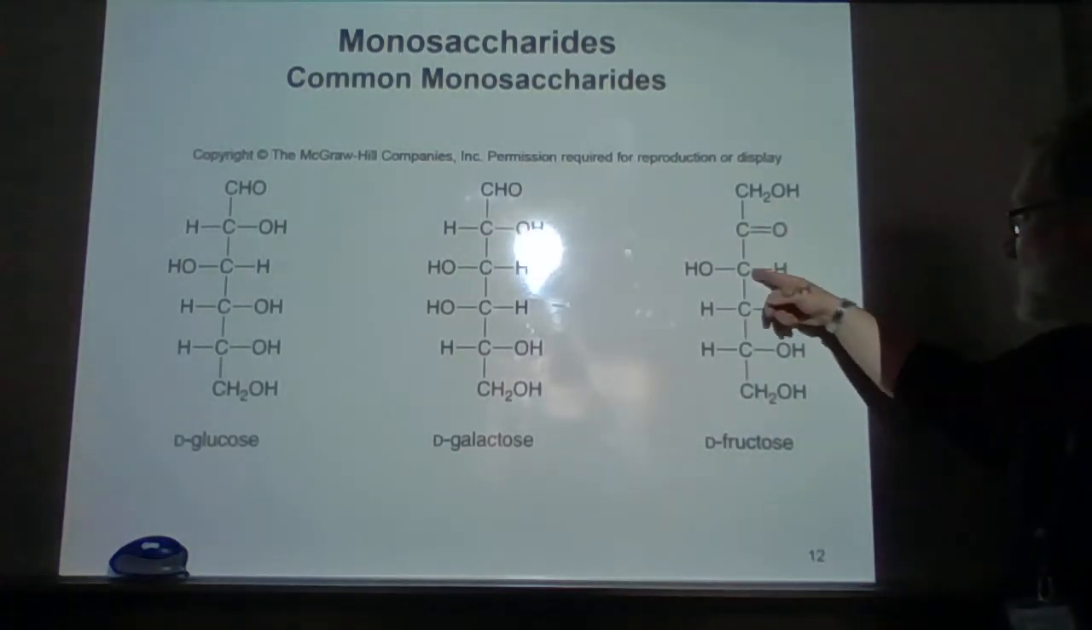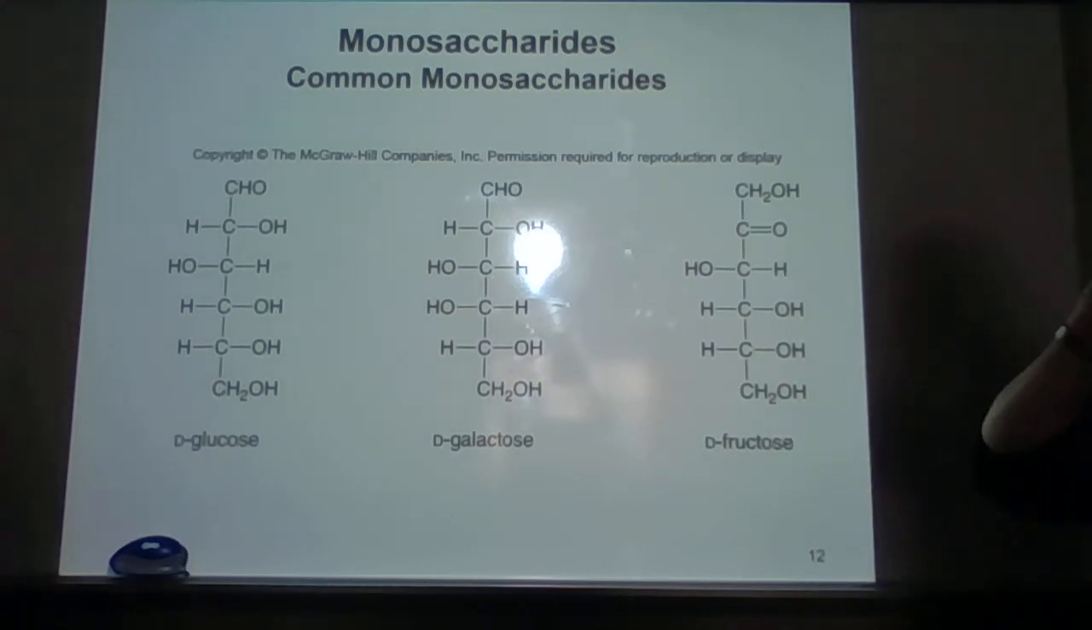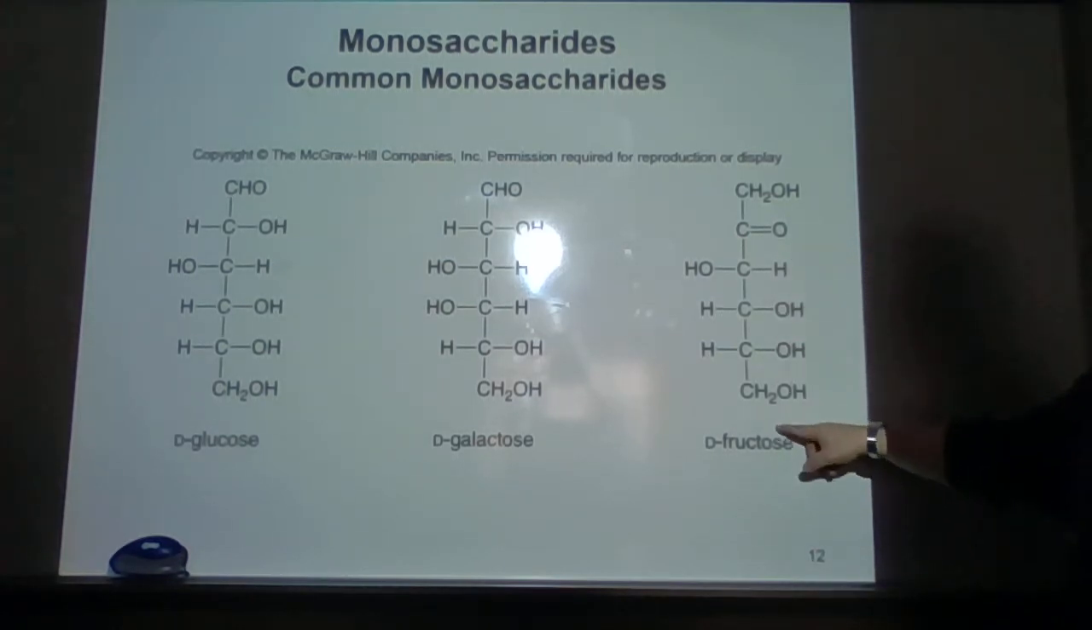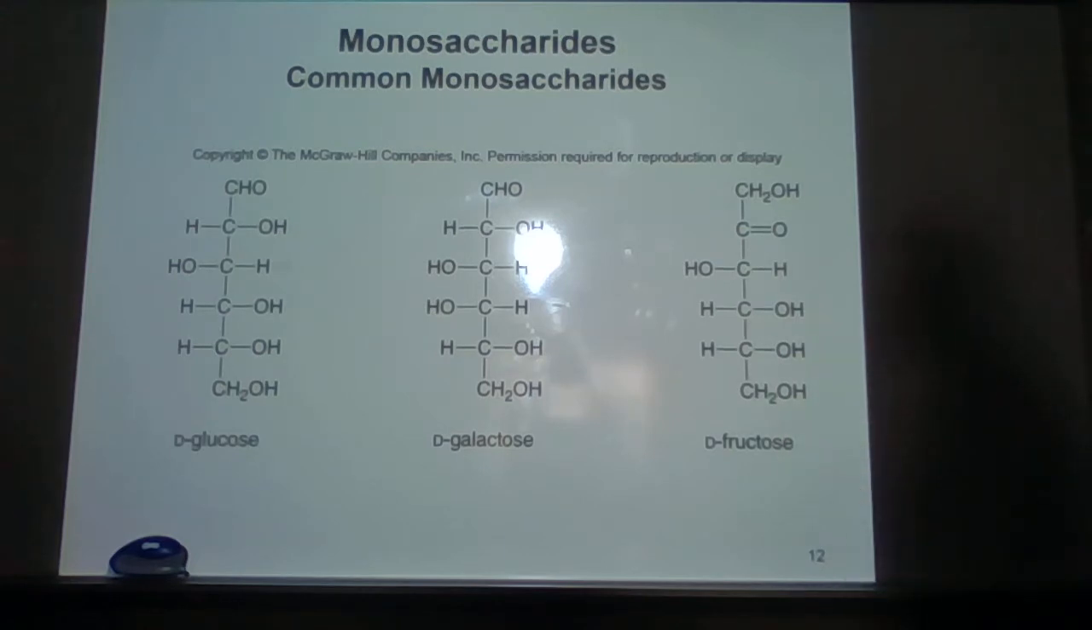This is a 1, 2, 3, 4, 5, 6. This is a hexose, but this is a ketohexose. This is fructose.